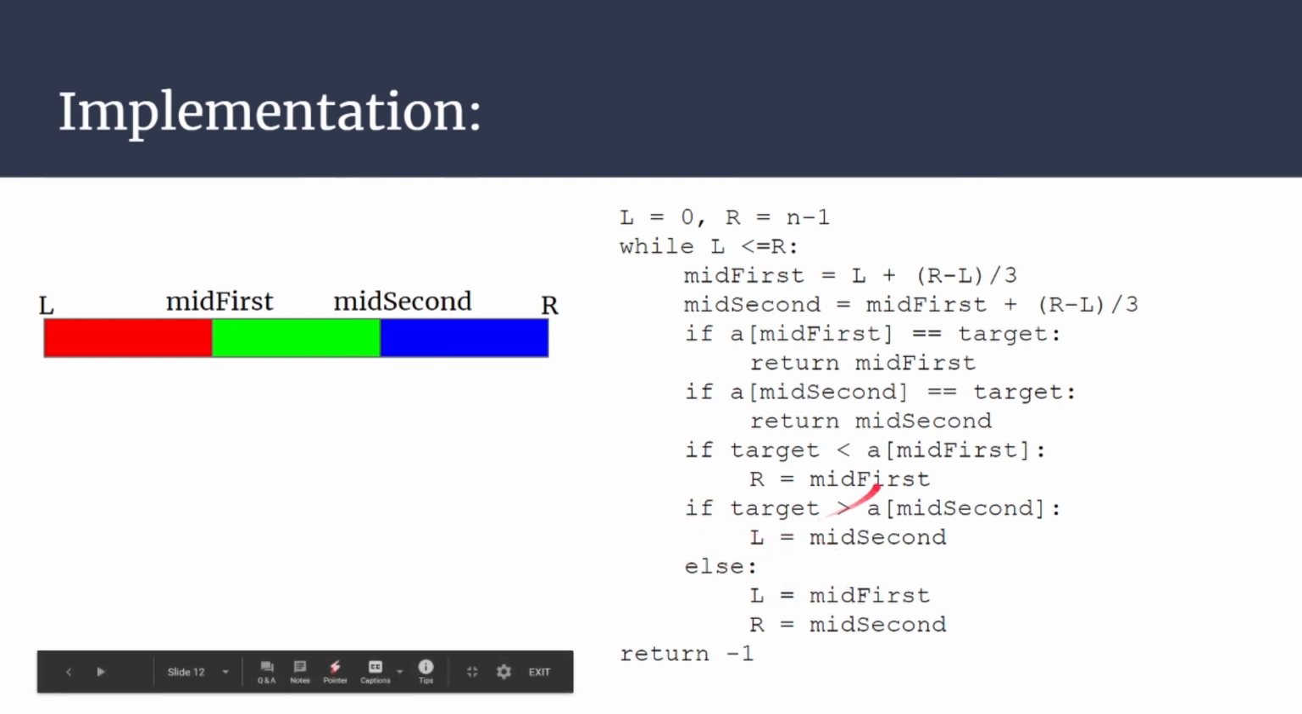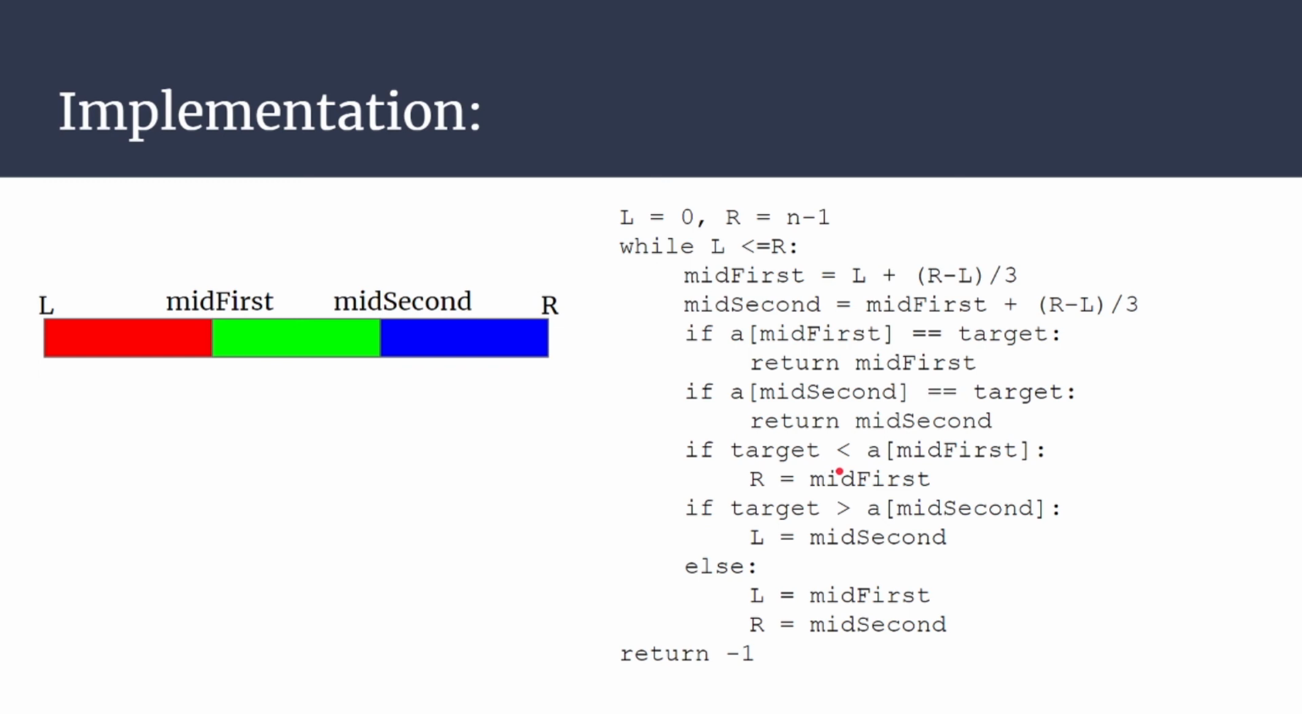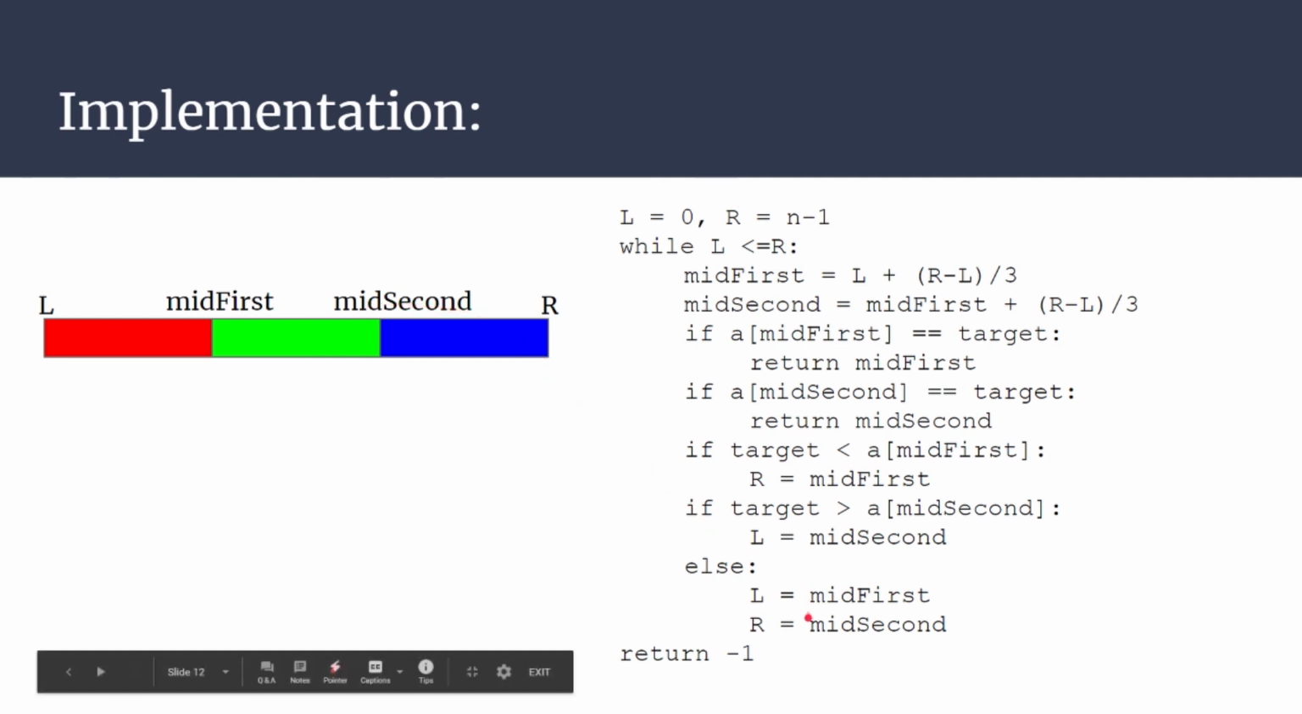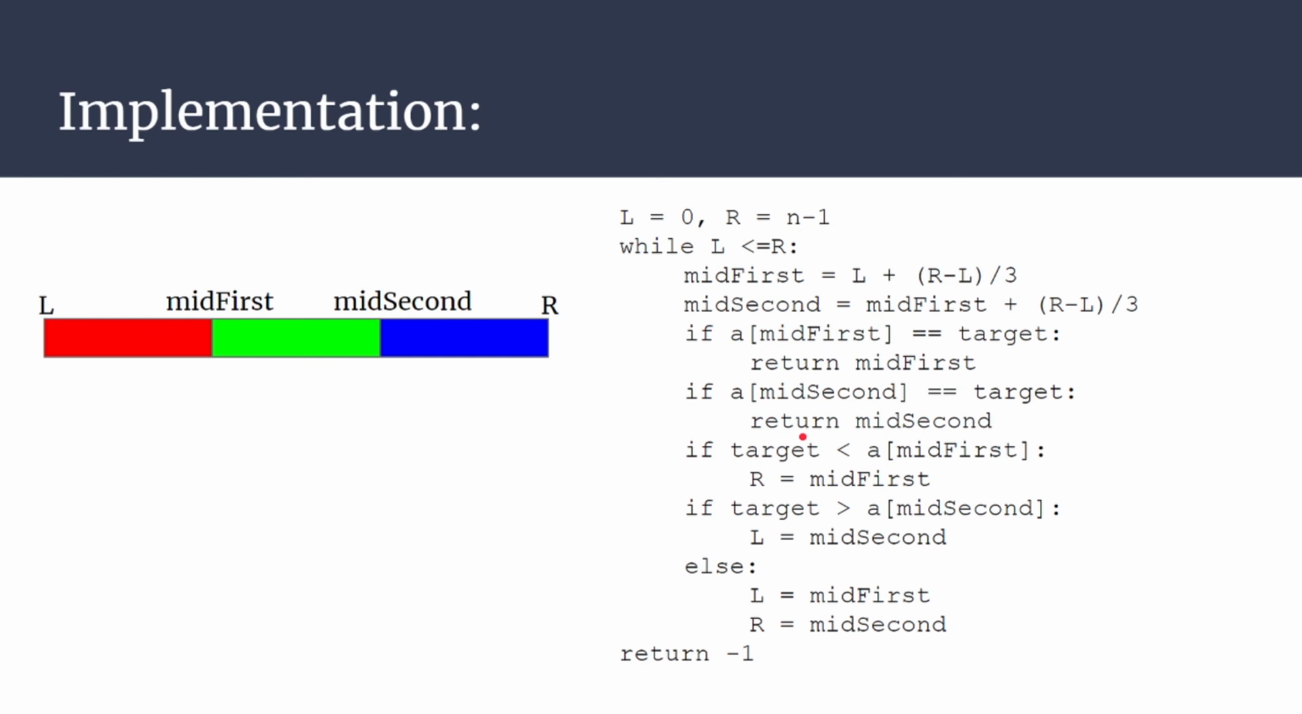Else would basically mean that the target value is greater than a at the mid first and smaller than a at the mid second, which means that it's only in this green part. And so if it's in this green part, then we move the L to the mid first and we move the R to the mid second. And that's what we do right there. So ternary search is a little more efficient than binary search, but it is also a little more complicated, which is why you don't hear about it often.